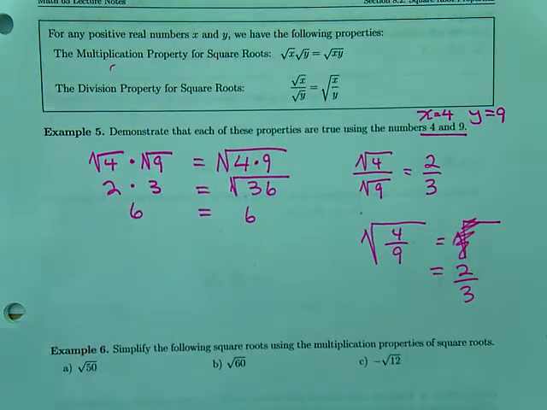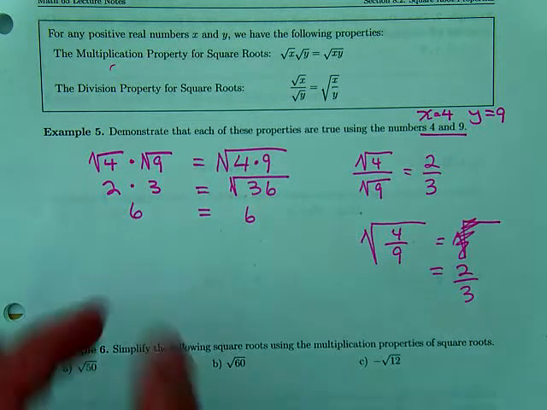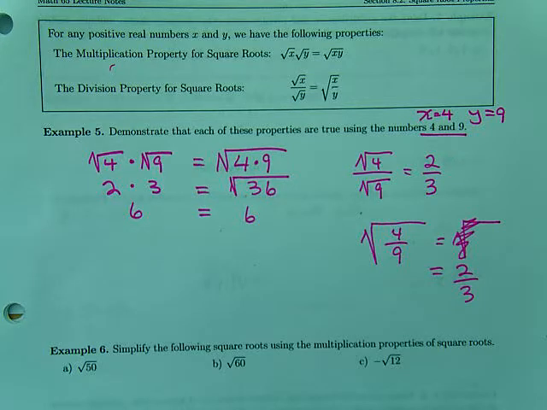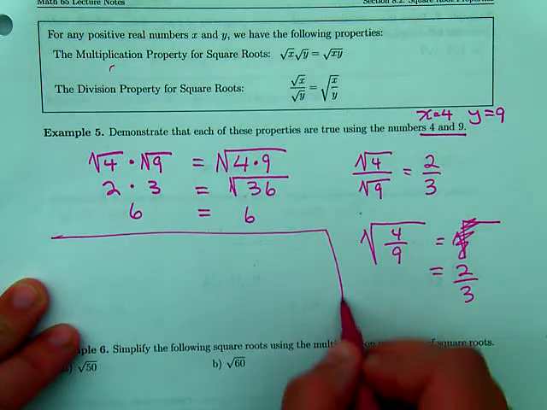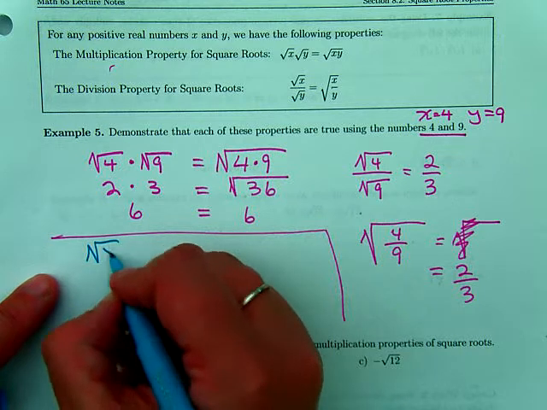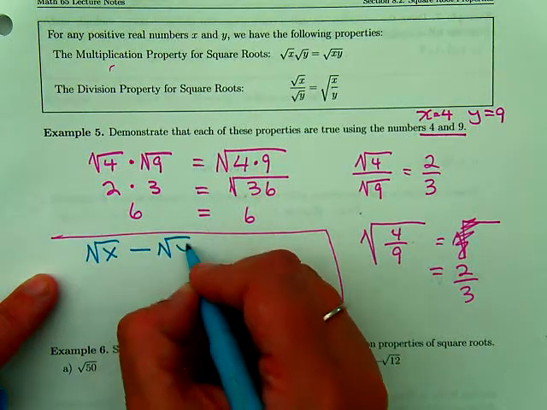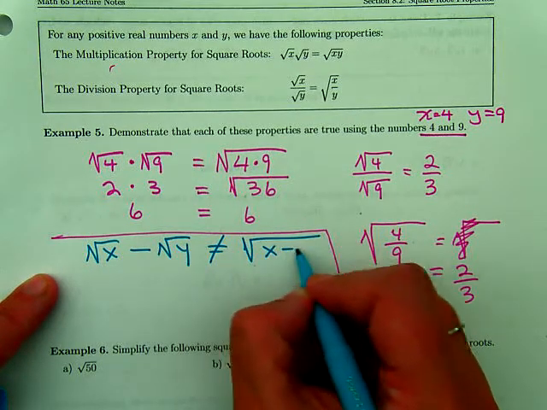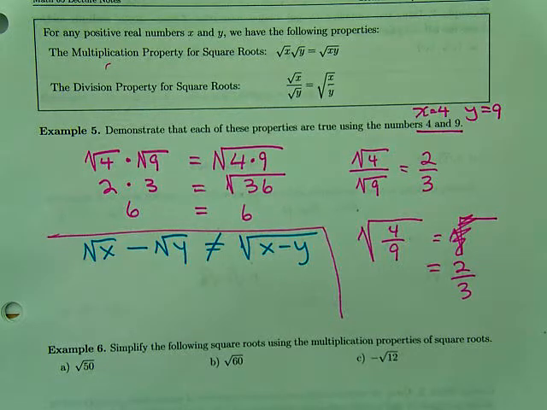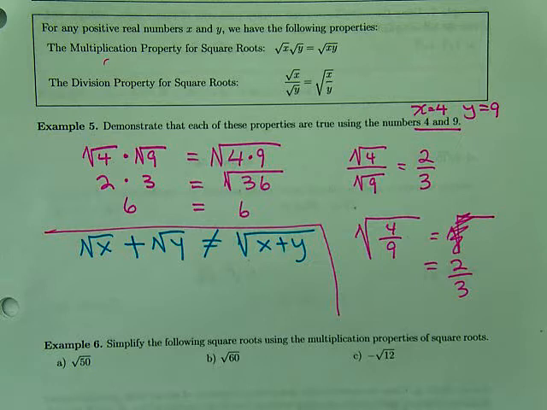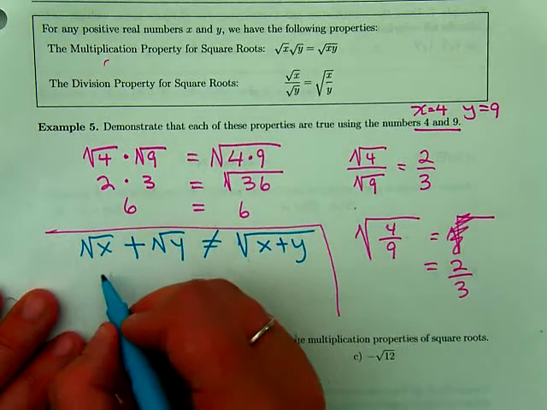So we can see that with multiplication and division, we can separate those radicals or we can combine them together. We know that this is not true of addition, right? Remember when we said this is not to be confused with addition or subtraction. If you have the square root of x minus the square root of y, it's not going to equal the square root of x minus y. Or plus, it doesn't actually matter if it's subtraction or addition. And we saw that in a few examples.